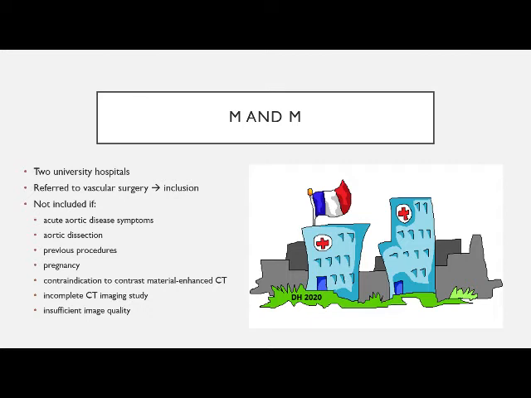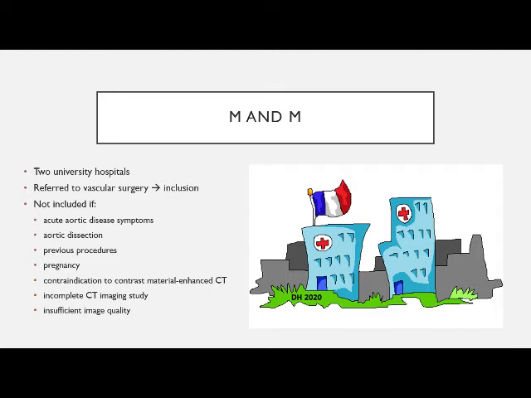or an aortic dissection, previous procedures, pregnancy, which is written up here, or if you would have a contraindication to contrast material enhanced CT scans. If the CT imaging study was incomplete, if you had an insufficient image quality, and so forth.